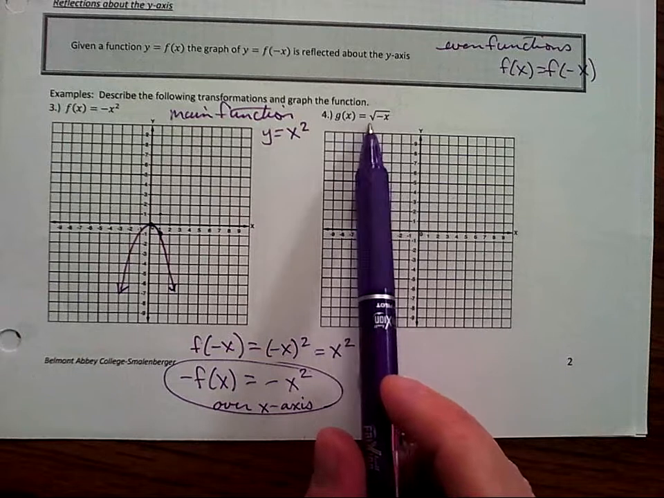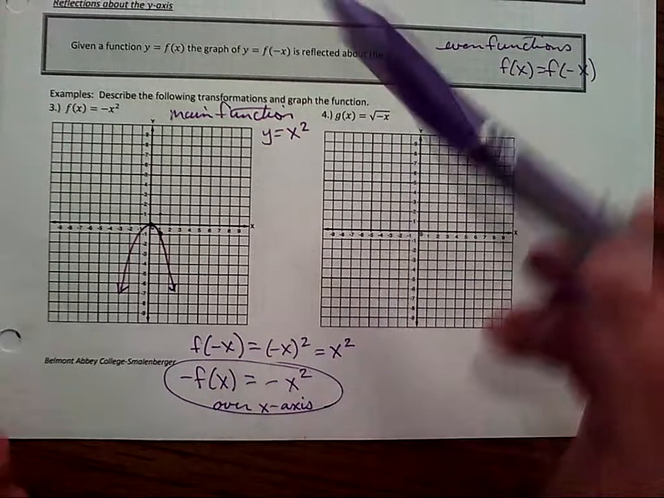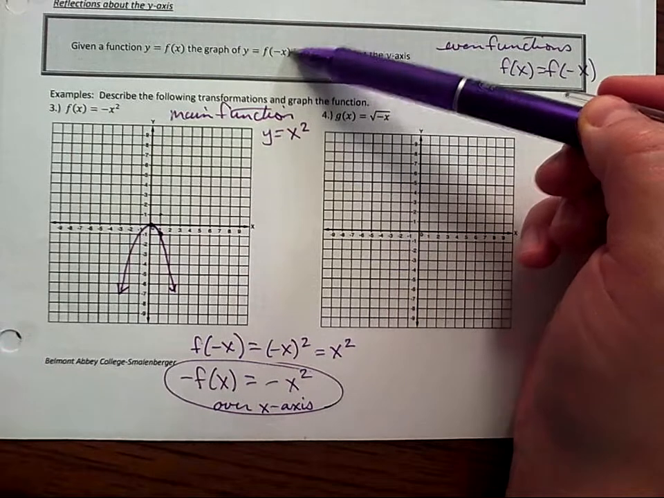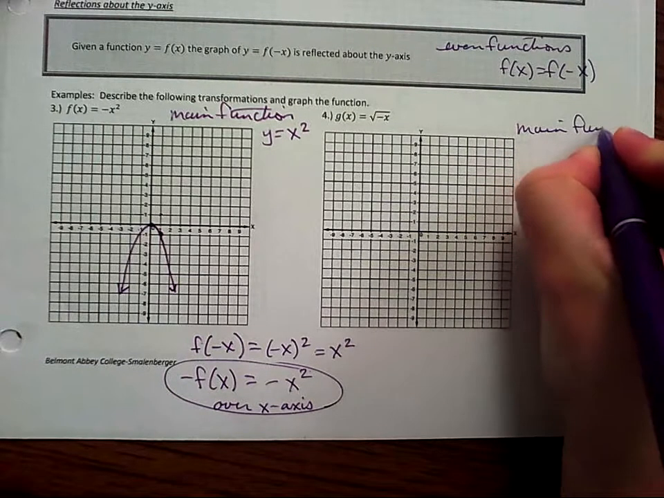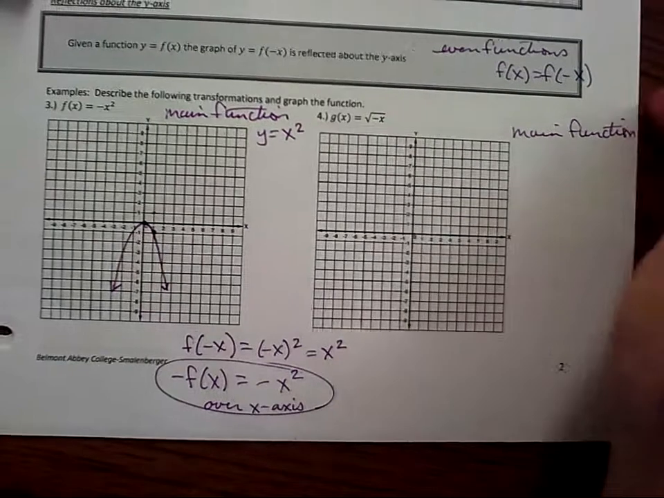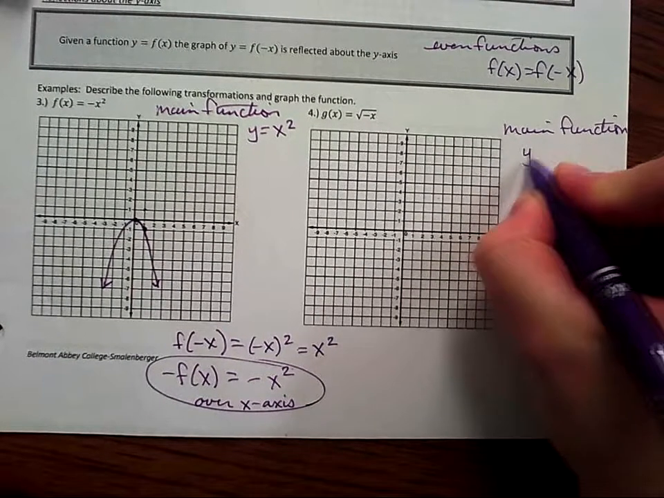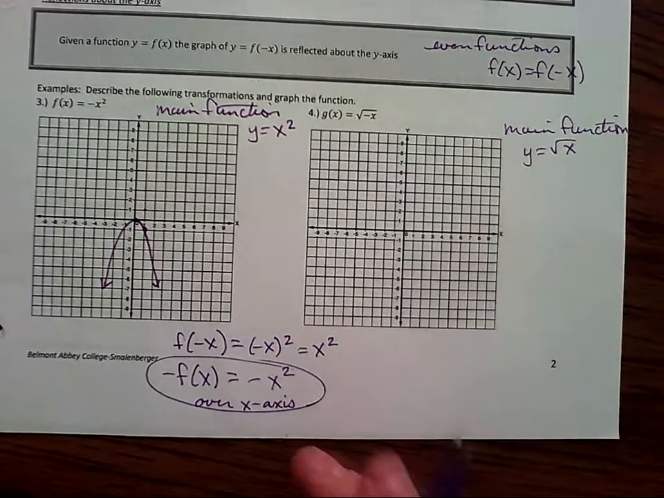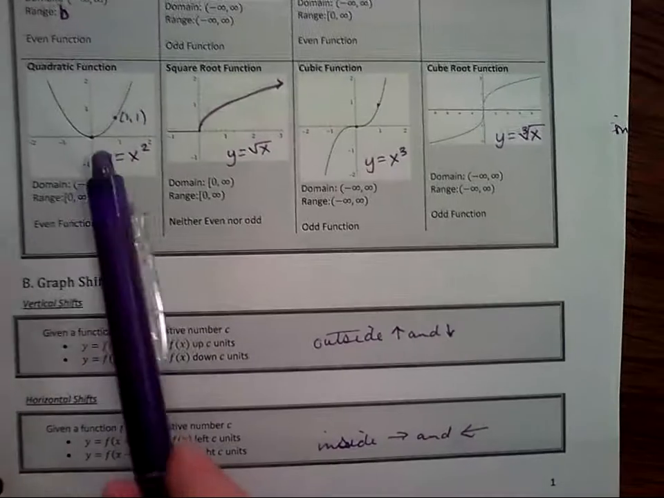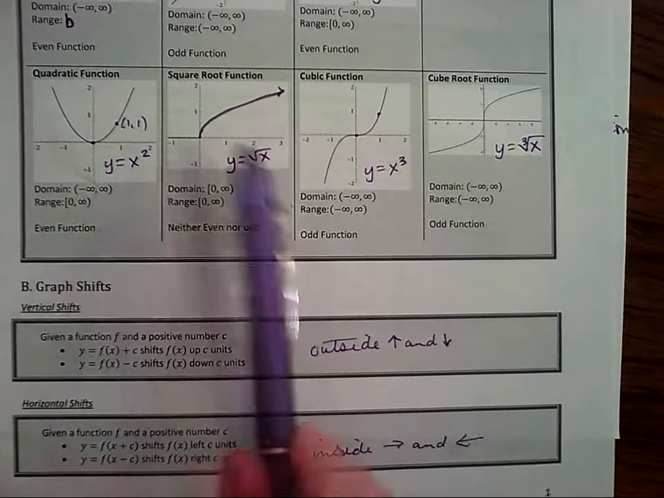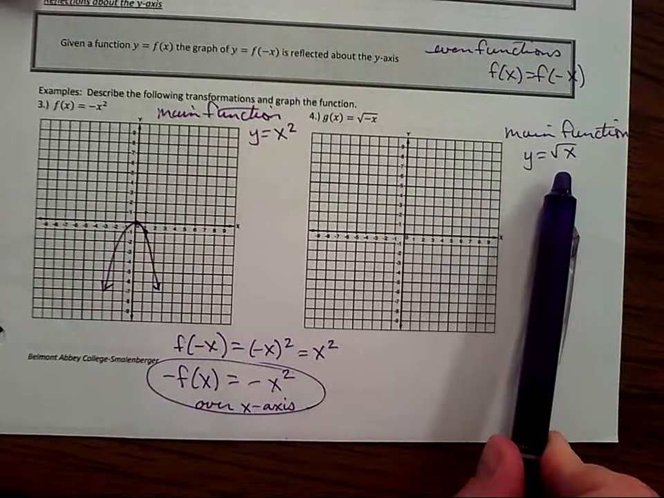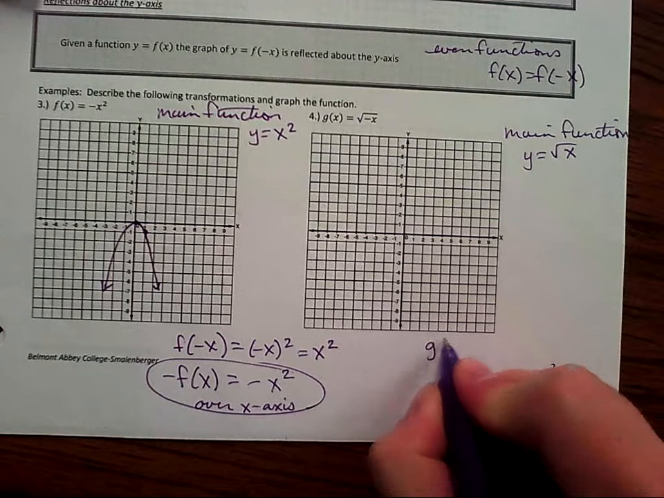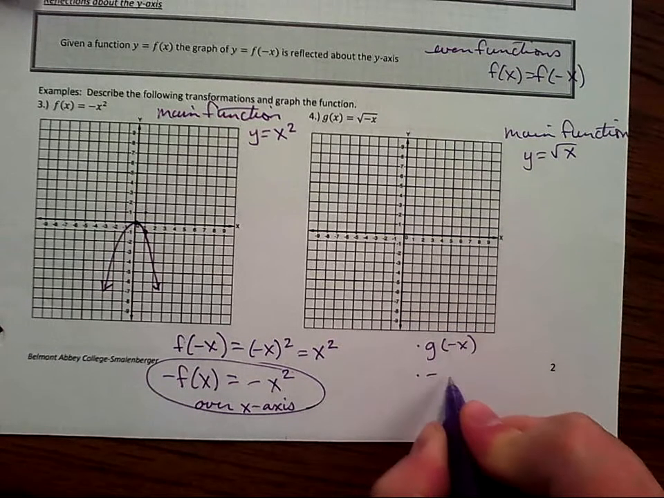Okay, number 4, g of x equals the square root of negative x. So is the negative on the inside of my main function or on the outside of my main function? Inside. So the main function is what? Y equals the square root of x, right? I'm going to the first page, section A, and seeing what that looks like. Well, it looks like the square root of x. There's some plus or minus, addition, subtraction stuff going on, right? So now let's see if I have g of negative x or if I have negative g of x.